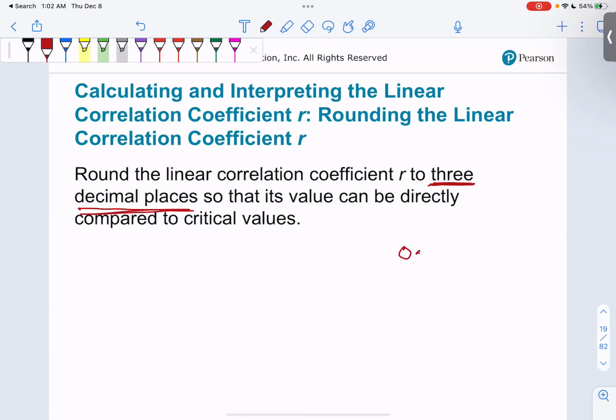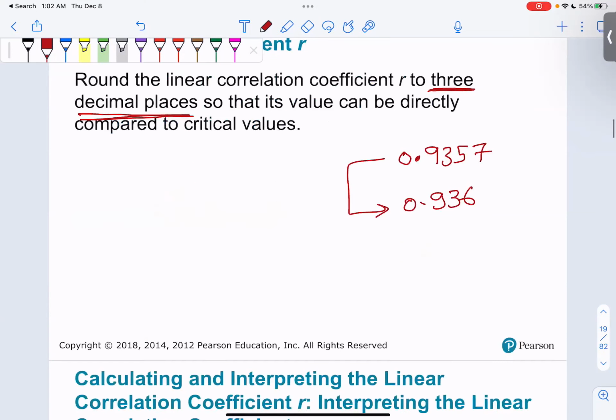So if you get a correlation value of 0.9357, it will be 0.936, right? So 3 decimals.